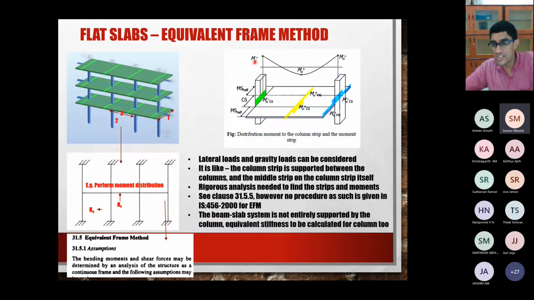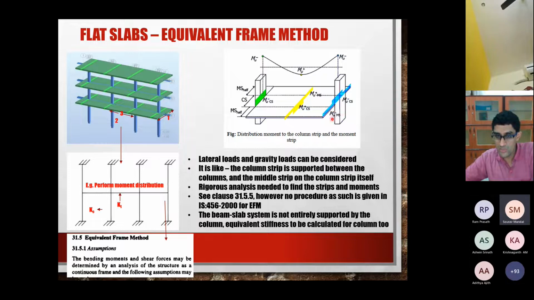So there are ways to do it. And similarly for the negative moments, how much goes to the column strip and how much goes to the middle strip. So you will have to proportion the moments between the column strip and the middle strip. Okay, this is only for one direction. Similarly, you will have to do it for the perpendicular direction as well. So what are the things that you can do with this? You can consider lateral loads and gravity loads.